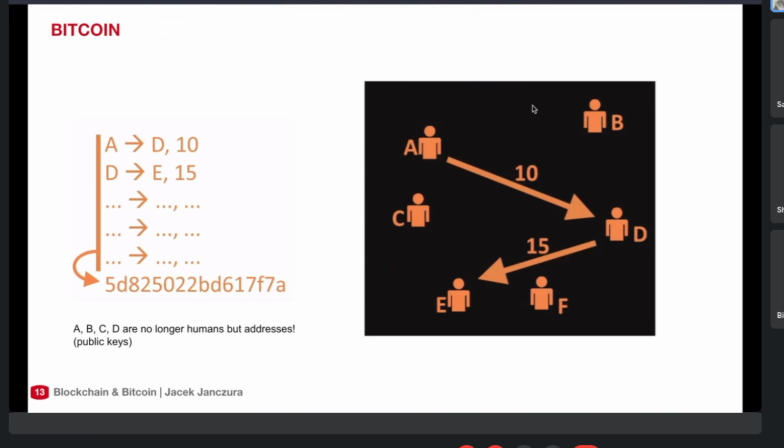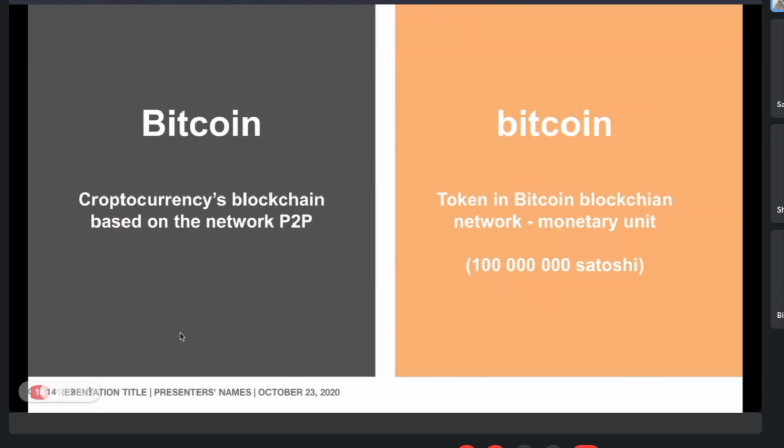So in this distributed registry, we no longer talk about people, A, B, C, D, E, F. We talk about addresses, public keys, public key addresses. This is important.